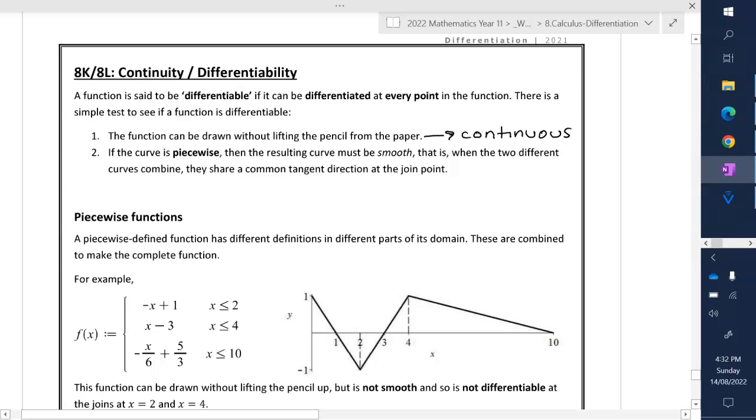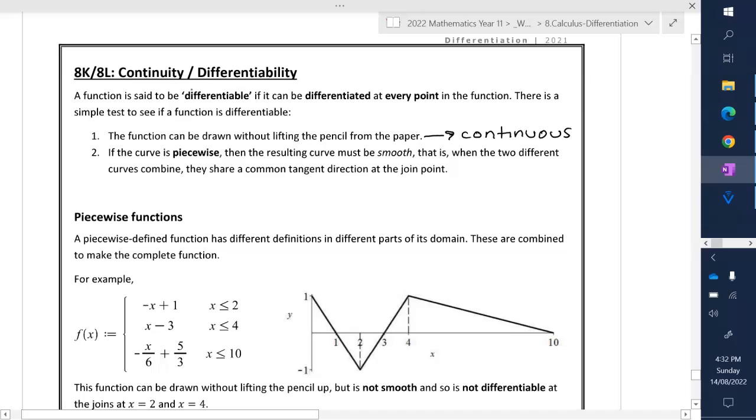Today we are finishing off the last couple of exercises in a differentiation topic before we move on to Chapter 9, which is extending our calculus. So 8K and 8L are looking at continuity and differentiability.